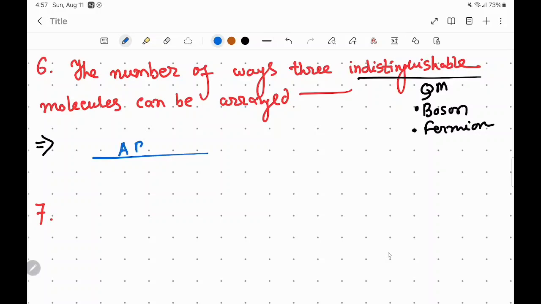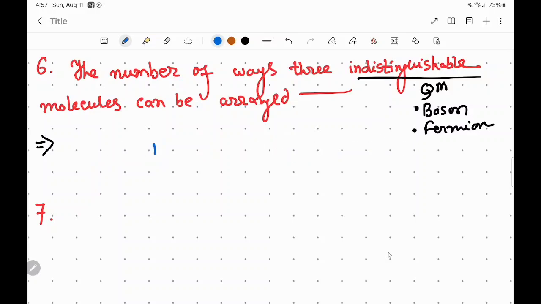Just visualize: even if it is distinguishable, it will be ABC or ACB or BCA, anything, but all are the same because there is no other energy level. If it is degenerate, then you can think differently. But if there is only one energy level, you know the formula, right?